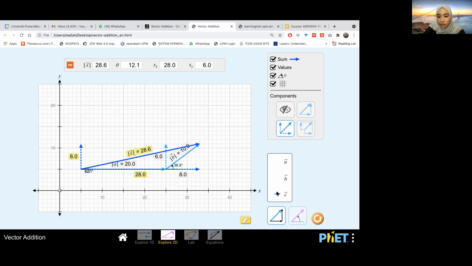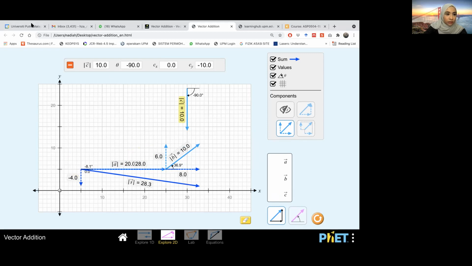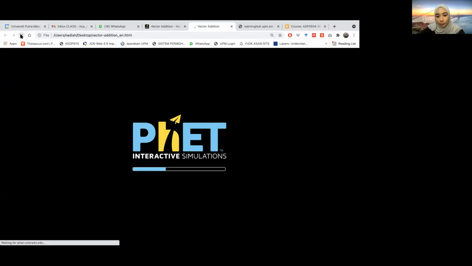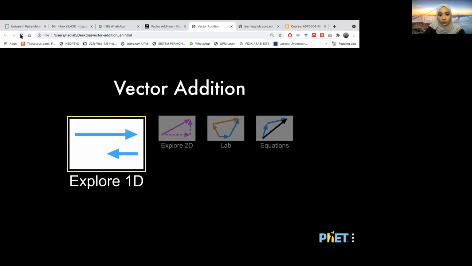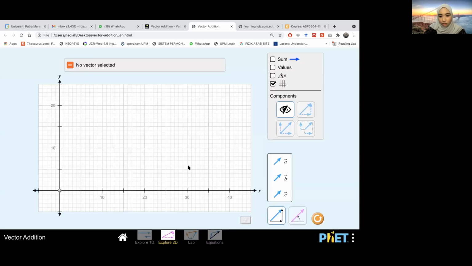Okay, let's do a different example. So I have a vector C lah. Let's use a different A. Okay, refresh. Let's use a different example. So what if I just want to talk about one vector? I don't want to know the resultant vector yet. Does it have a component?